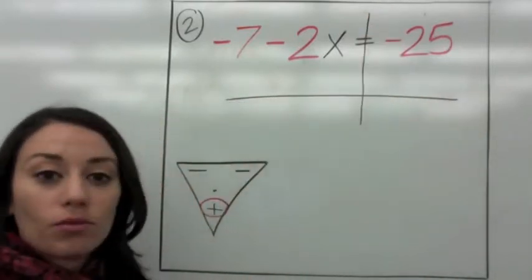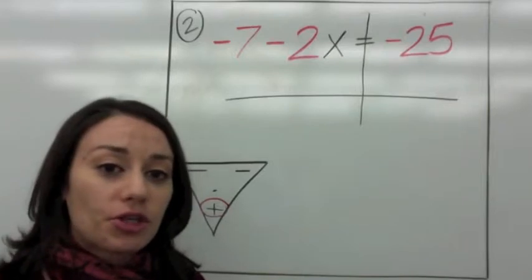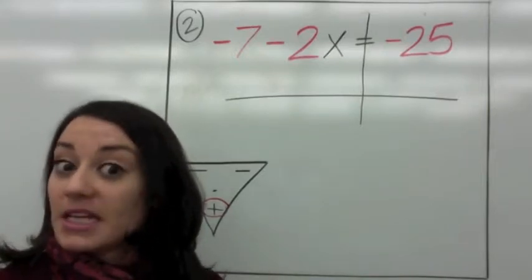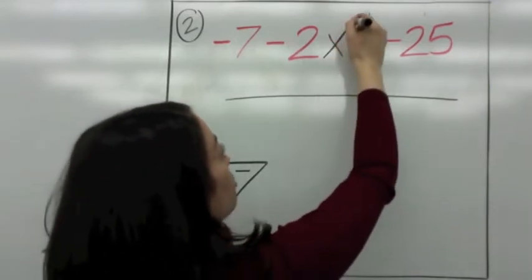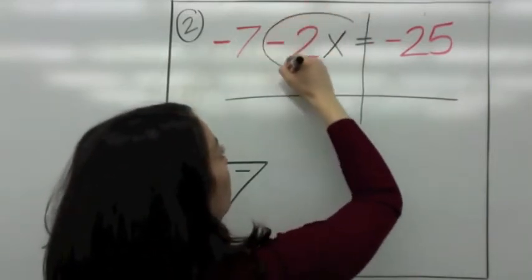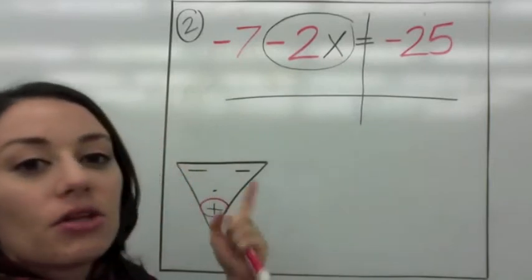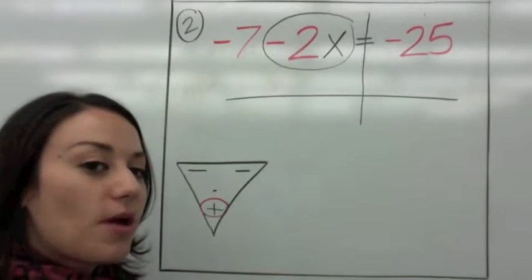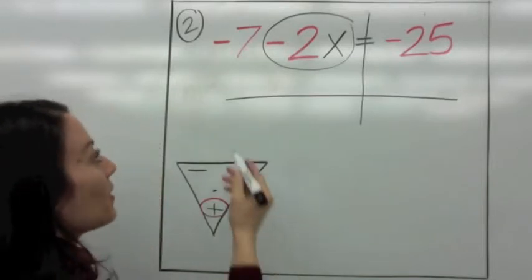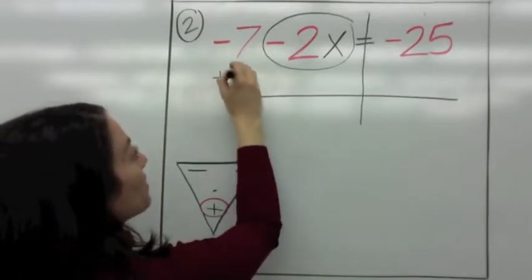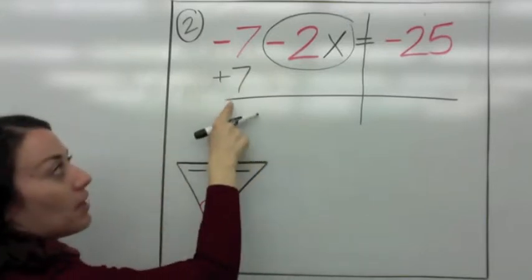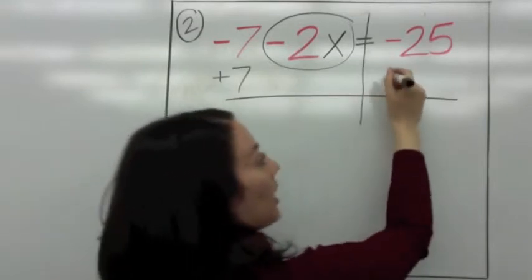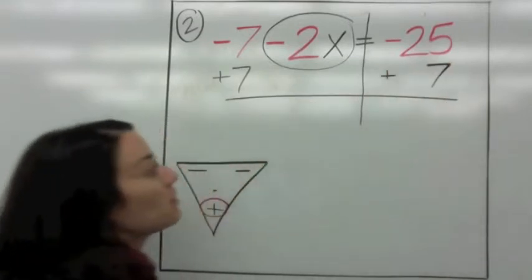Okay. Now, it'll be very important that you know how to circle the term. What's the term? It's negative 2x, right? So please circle that. Now you look at the number that's next to the term. The number or the integer is negative 7. And you ask, what is the opposite of negative 7? It is positive 7. So you're going to add 7. Make sure you put the 7 under the 7, not under the 2x. You're going to add 7 to both sides.